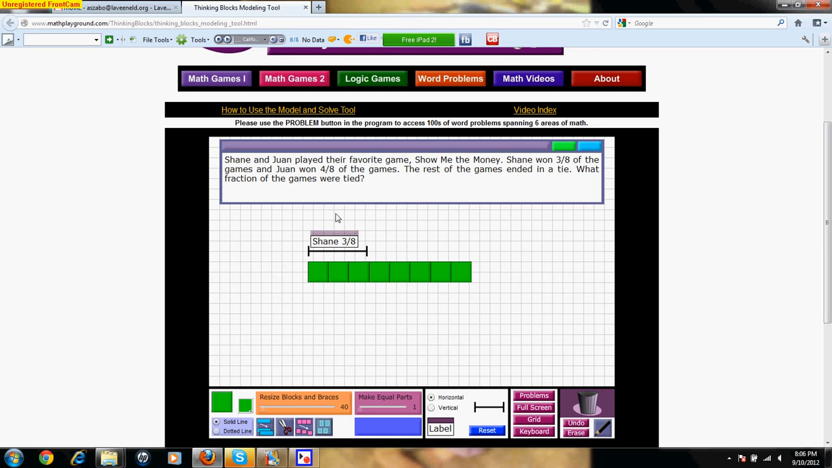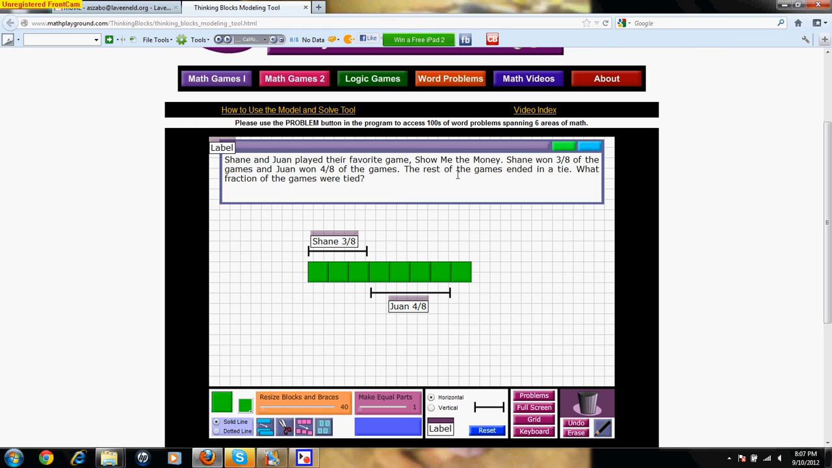All right. Now the next part of my equation says, and Juan won 4/8 of the game. So these 3 are taken up. Now I need to show the 4/8. So this one has not been used. I'll resize this so that I can show 4. And I just double check: 1, 2, 3, 4. And I'm going to go ahead and label this with Juan's wins. And he won 4 out of 8.